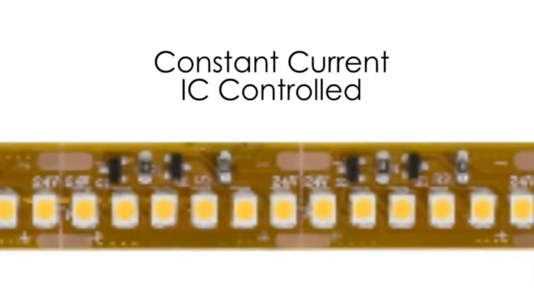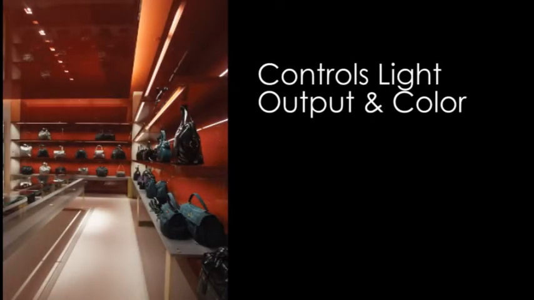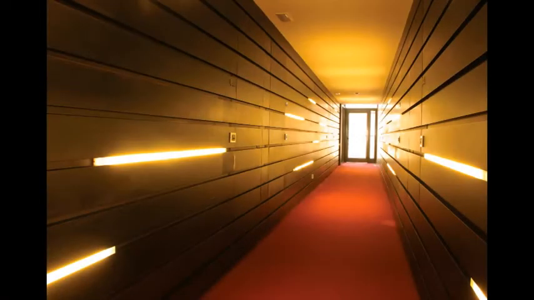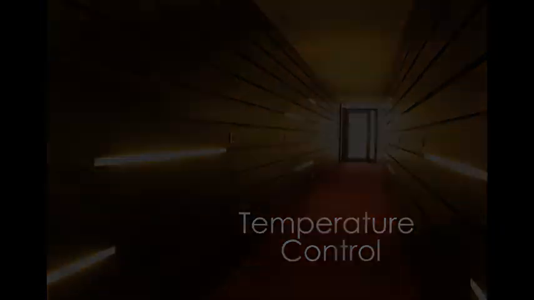Constant current IC components ensure every LED receives the same specific amperage rating, ensuring consistent levels of light output and color, and no voltage drop no matter how long the run is. Active temperature compensation circuitry protects the fixture from any fluctuation in temperature.